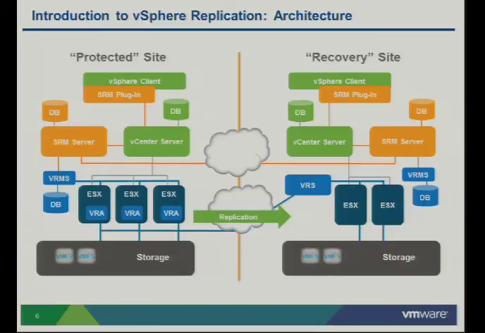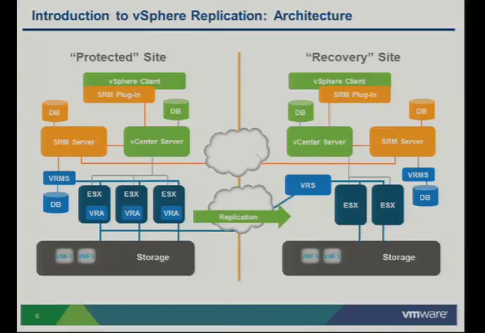And the architecture looks a little something like you see on the slide here. From an SRM perspective, we need to have two different SRM servers paired with a local vCenter server. And across sites, we have to worry about replicating the data. We can either, again, do this at the storage level, or with vSphere Replication.